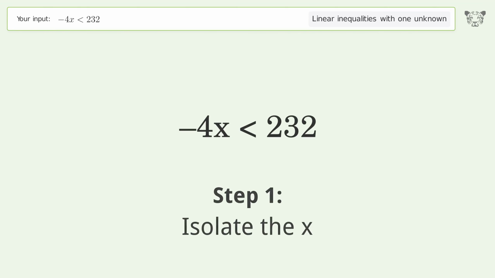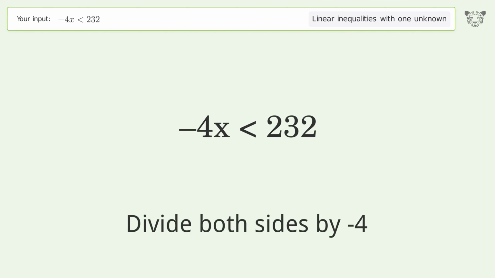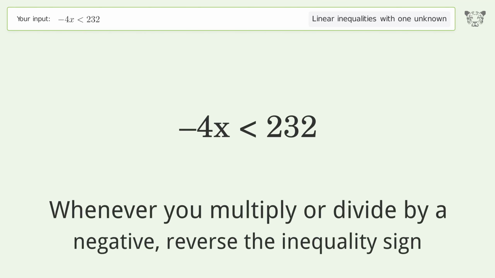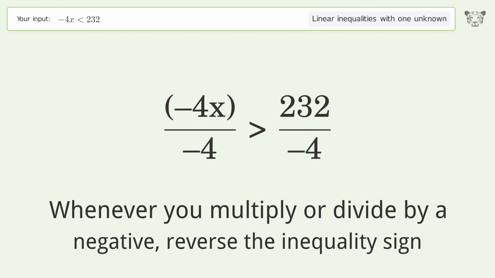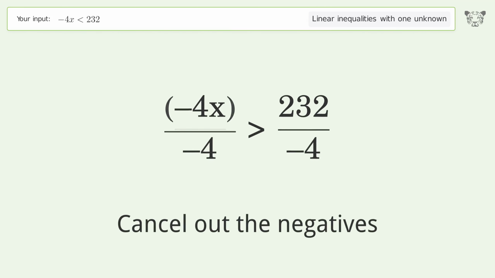Isolate the x. Divide both sides by negative 4. Whenever you multiply or divide by a negative, reverse the inequality sign. Cancel out the negatives.